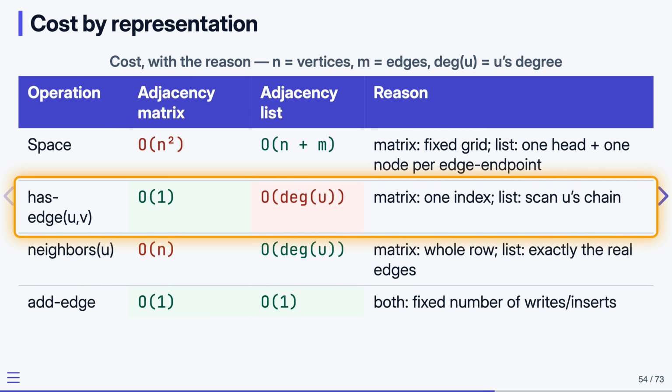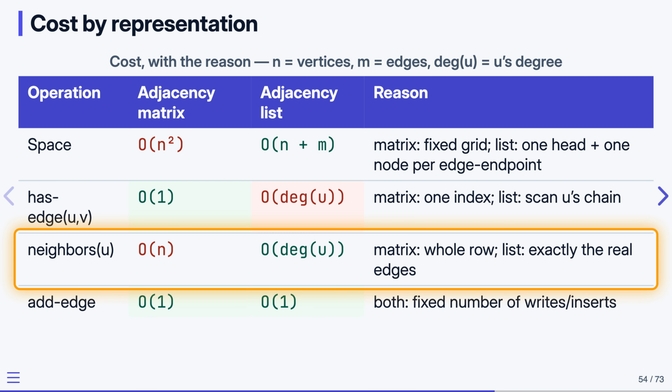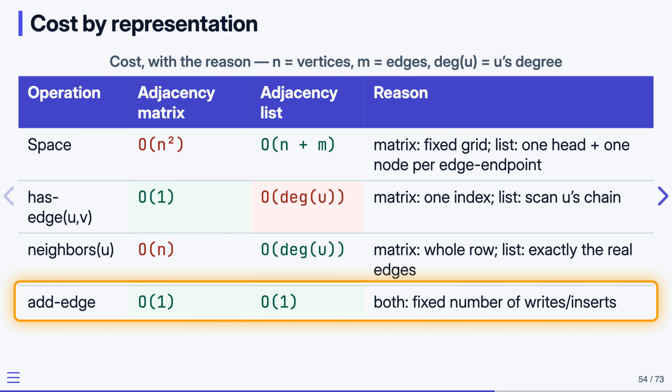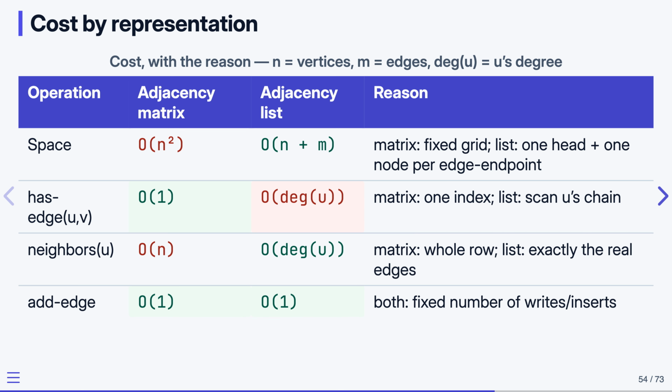Has edge. The matrix is big O of 1, a single index. The list is big O of the degree of u, since it scans the chain. Neighbors. The matrix is big O of n, the whole row. The list is big O of the degree of u, exactly the real edges. Add edge. Both are big O of 1, just a fixed number of writes or inserts. Notice the matrix and list trade places. Whatever the matrix does fast, the list does slow, and the other way around.